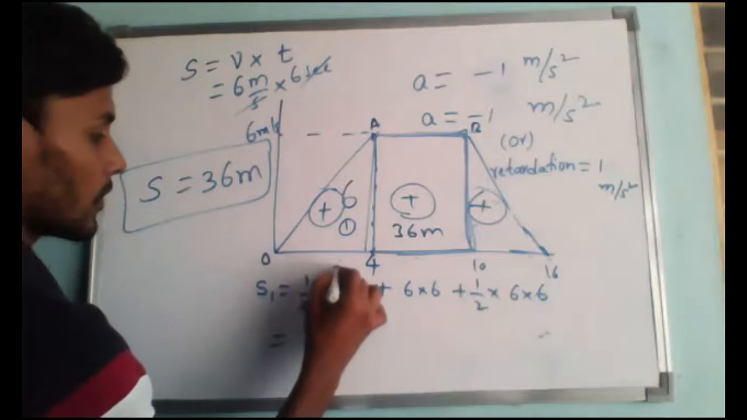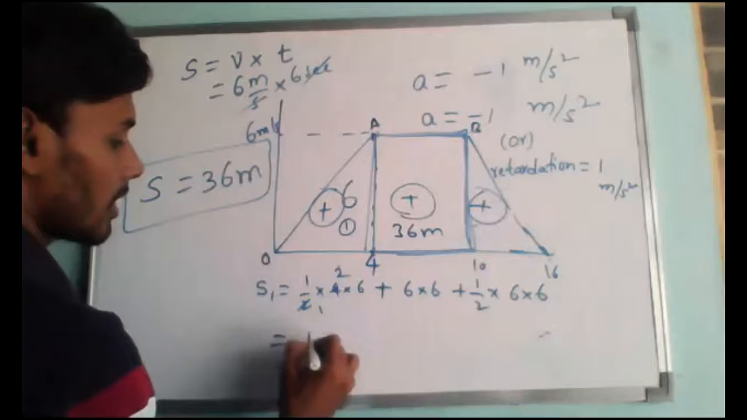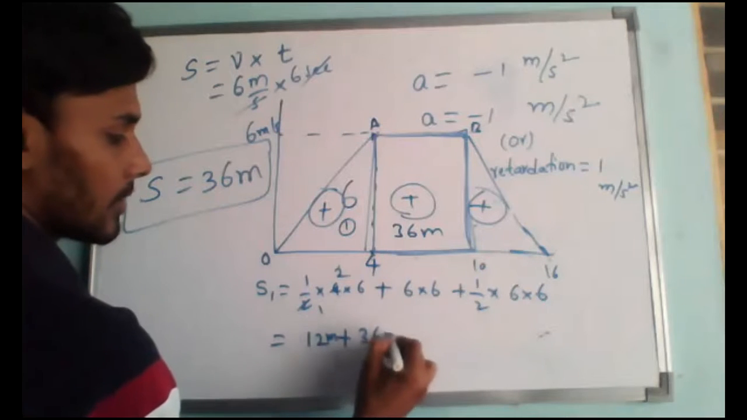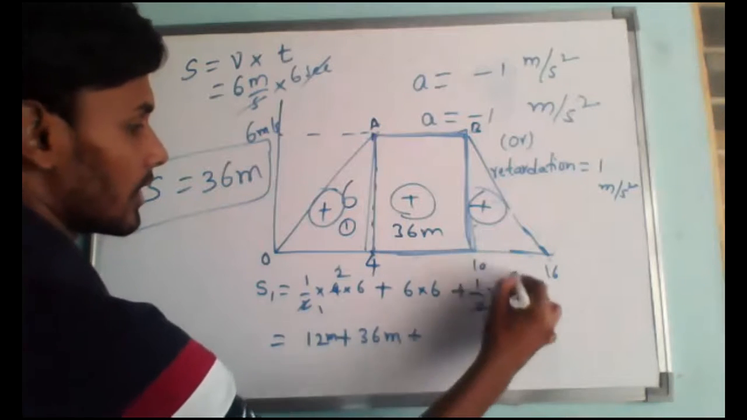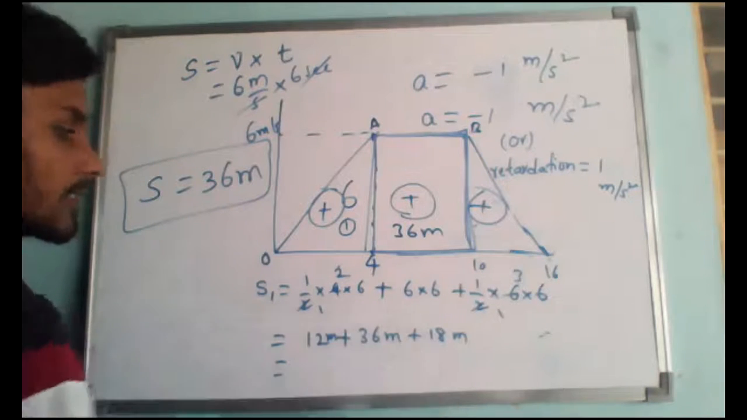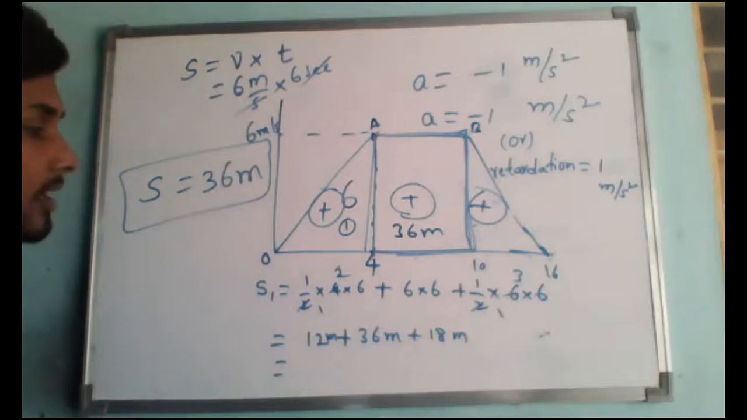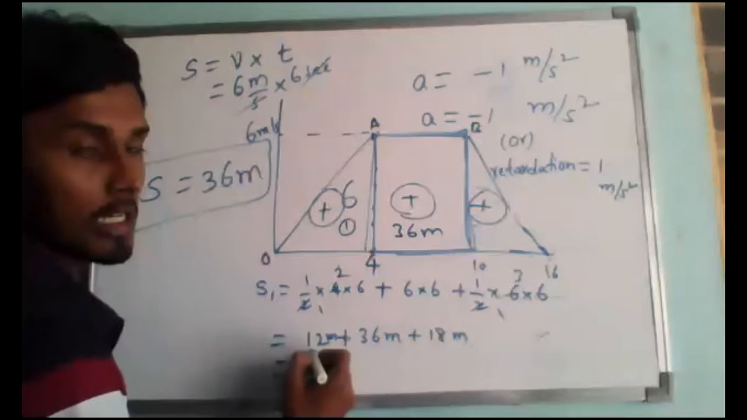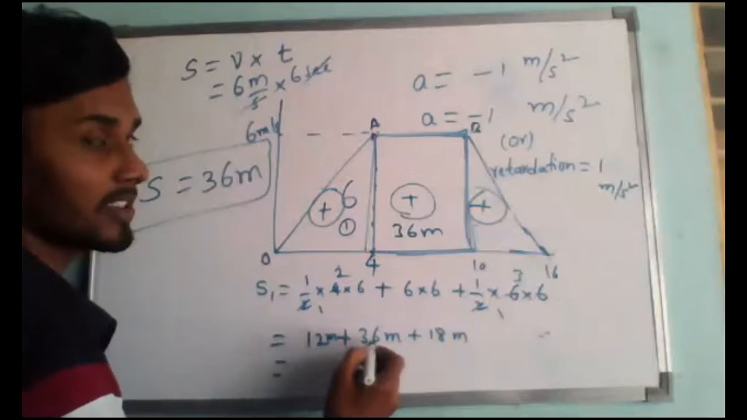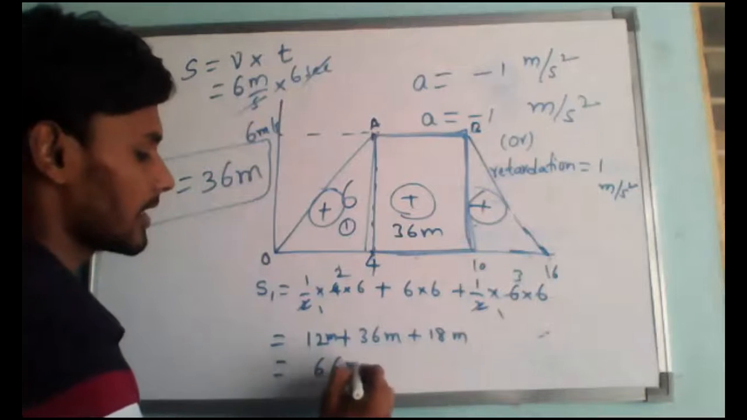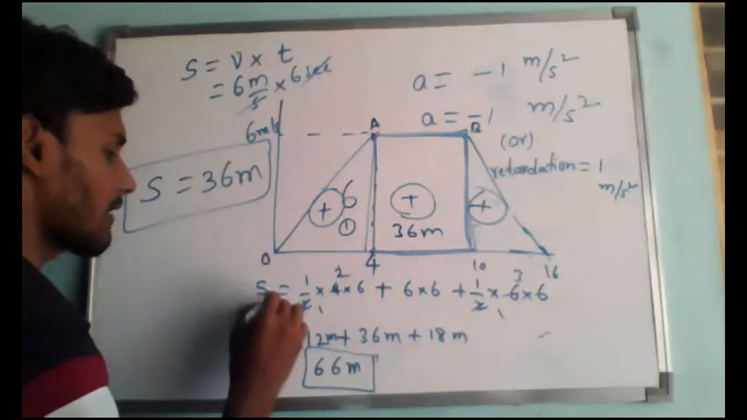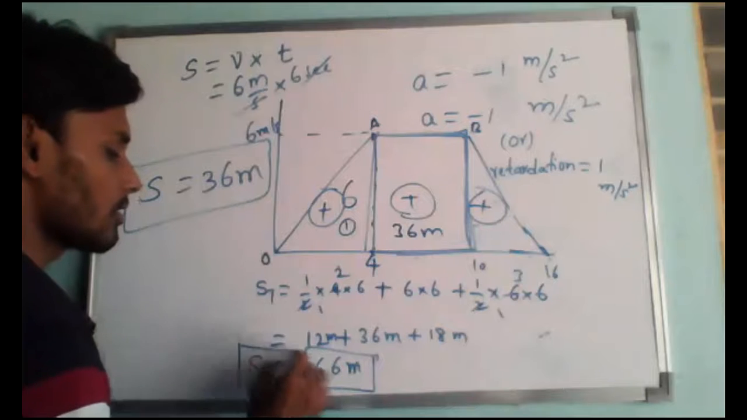So 2 1s are 2, 4, 2 2s are 4. 2 6s are 12. Plus 6 6s are 36 meters. Plus 2 1s are 2, 3s are 6, 6 3s are 18 meters. If you add all this, you will get the answer. 18 plus 12 is 30. 30 plus 36 is 66 meters. That's all. So the total distance traveled by the body is equal to 66 meters.